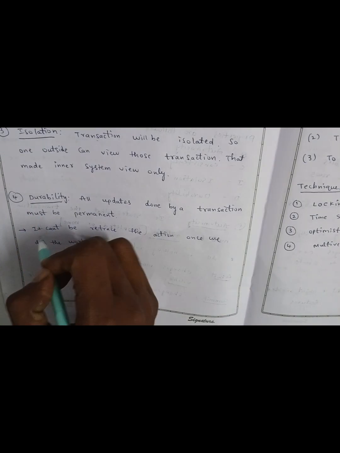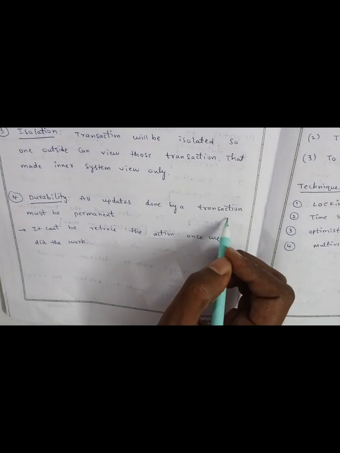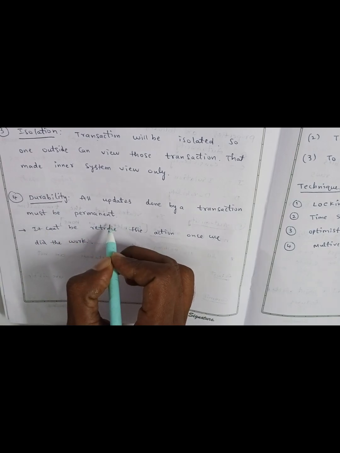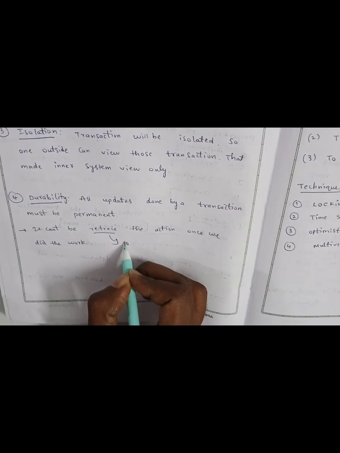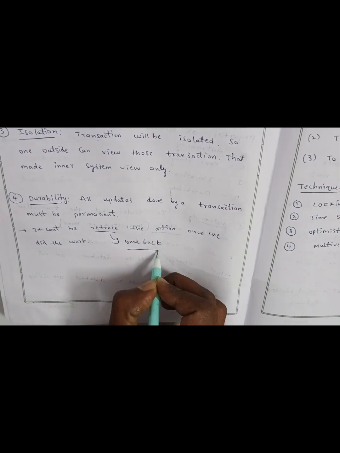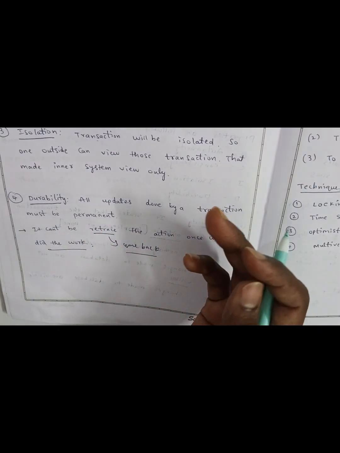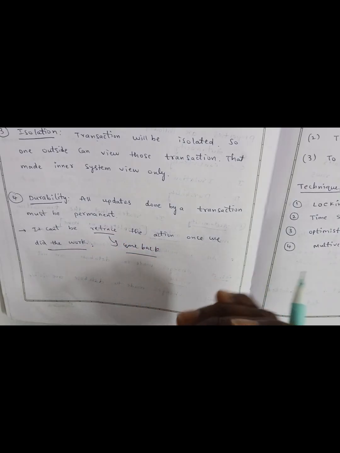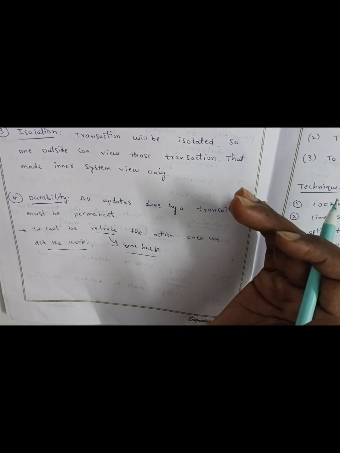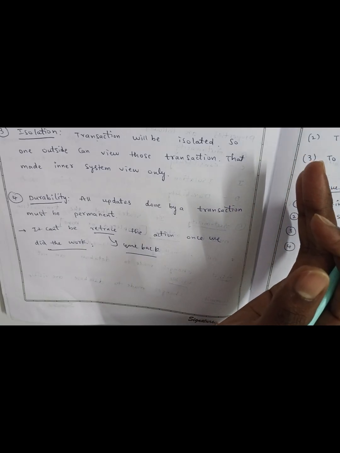Next is durability. Durability means time period. All updates done by a transaction must be permanent. It can't be retraced. Retrace means come back. Once the action is done, it cannot be retraced, can't come back. This is the information about transaction management. This is very important for the 4 marks question, and in exams they mostly ask about the ACID properties.